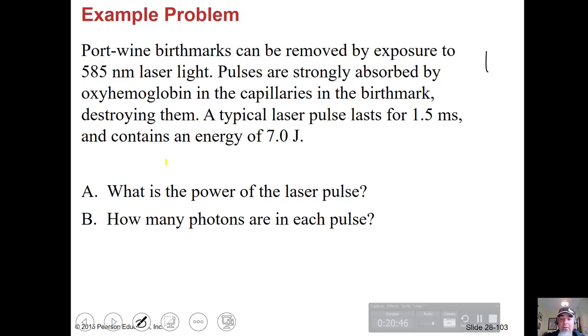Okay, let's get back to the notes. Okay, here's another example. Port wine birthmarks can be removed by exposure to 585 nanometer laser light. Okay, good. So that's the wavelength. You can easily calculate the energy.